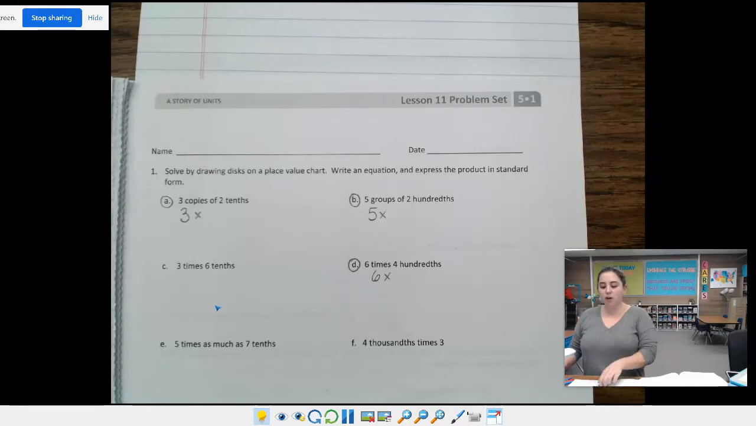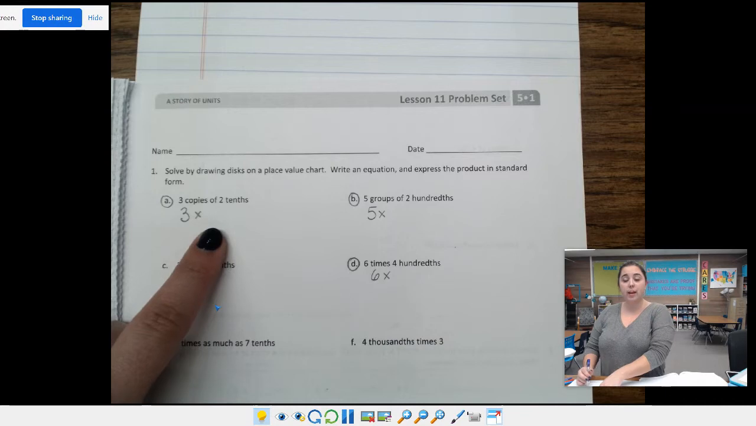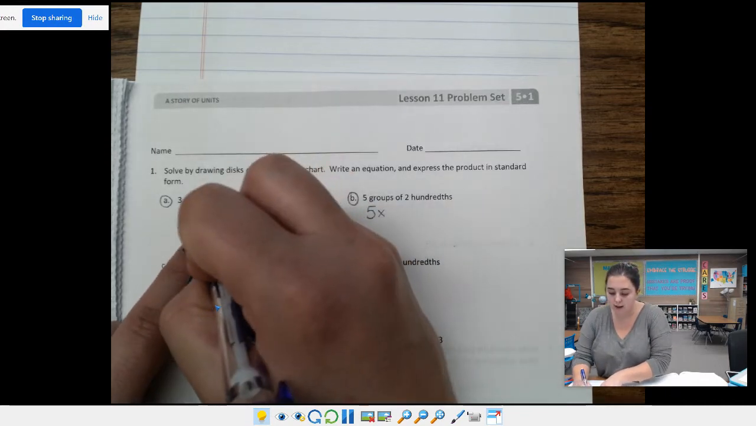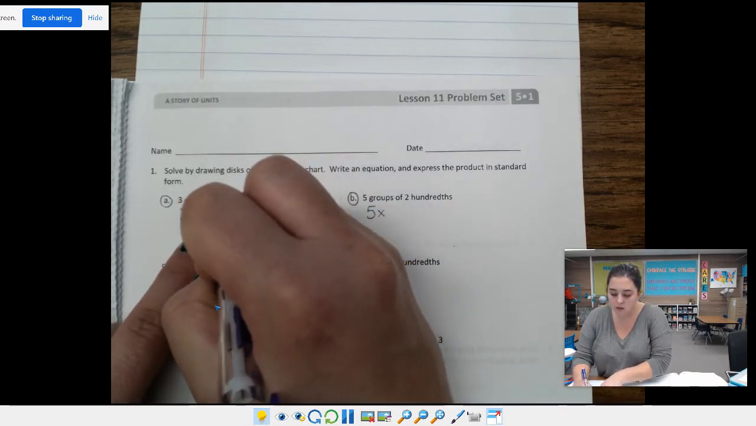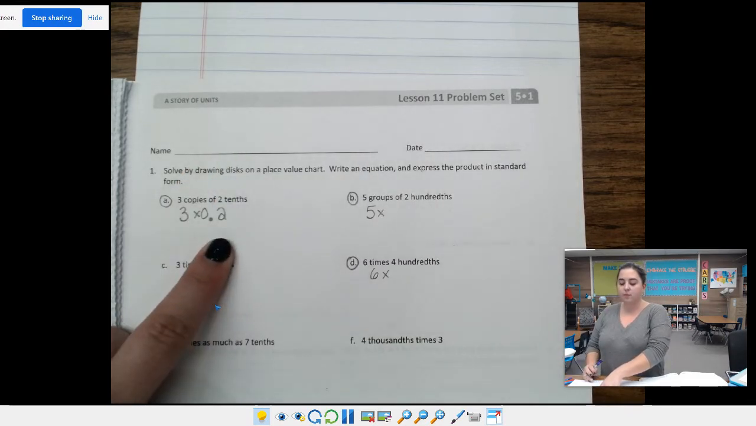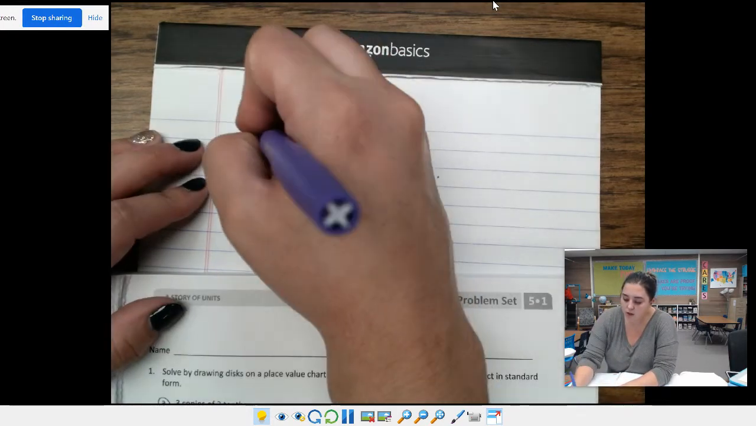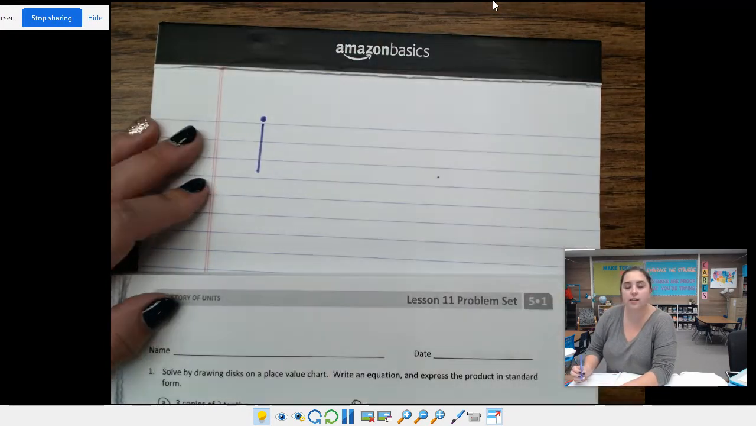Welcome back. Let's check our work. So 1A is 3 copies of 2/10. This is what 2/10 looks like. Decimal 2. And if you want, you could also have a 0 in front. 2/10. So when I'm solving, my place value chart just needs to have a decimal.